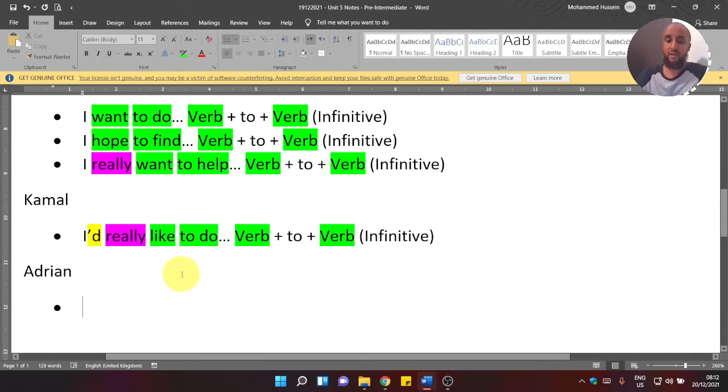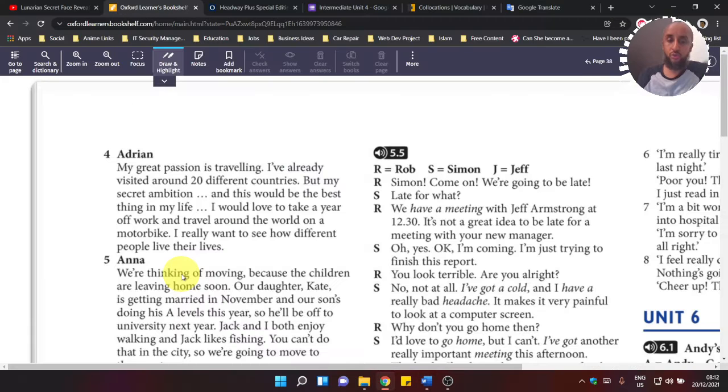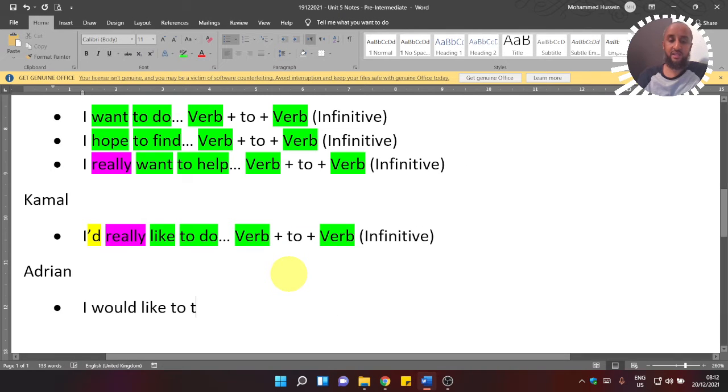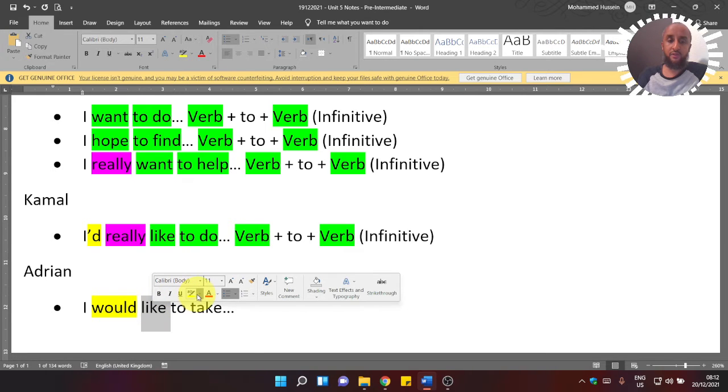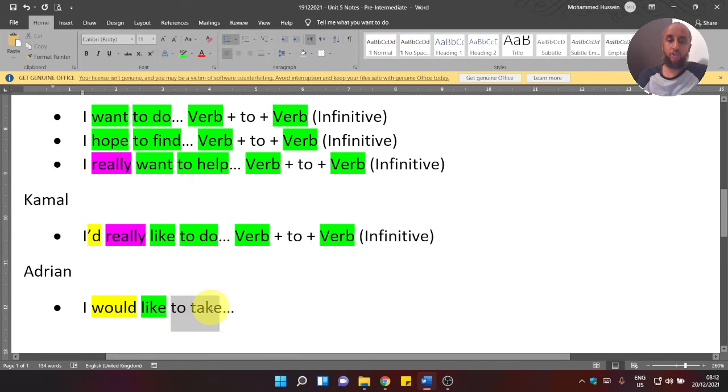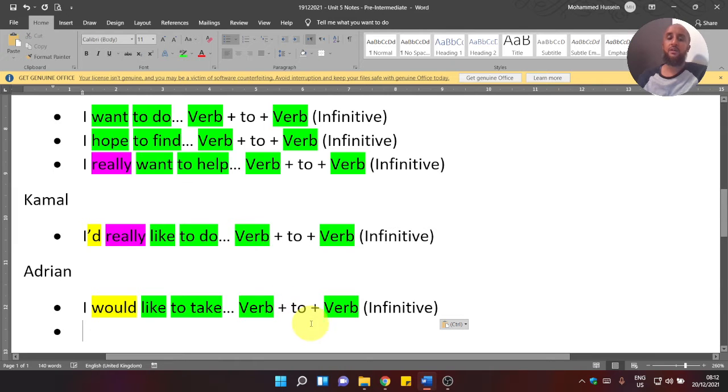Okay, let's write this down. So instead of writing it like this, I'd, this is the contraction. Now the word is open. We say I would like to take. And here we have to take. All right, so here we have a helping verb, would. Mark this yellow, like the first main verb, and then to take, second main verb, and this follows again the same pattern: verb plus to plus verb infinitive.